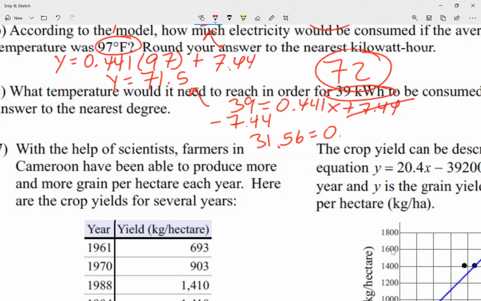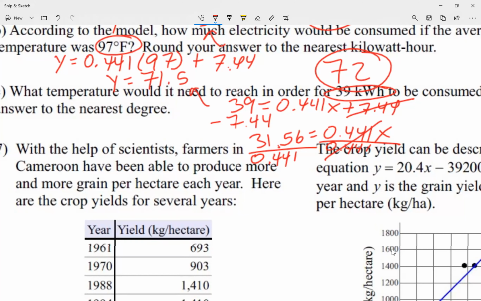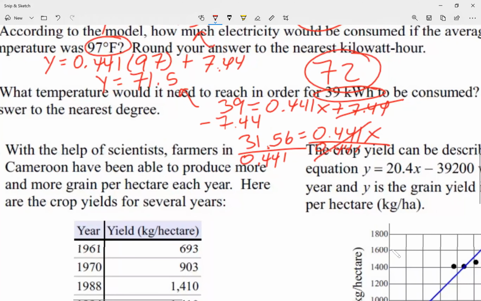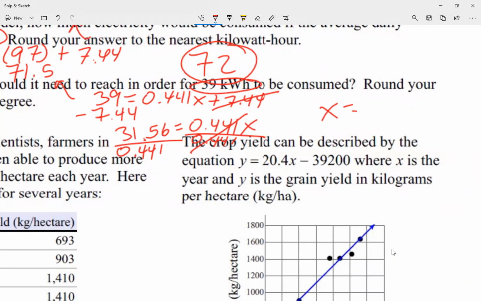is equal to 0.441x. Let me divide both sides by the 0.441, the number in front of the x. 31.56 divided by 0.441. I'm using a calculator here, and I get 71.5. Remember, my answer is the nearest whole number, so I'll always take a look at one decimal place after. The 5 is big enough, so my answer here will be 72.